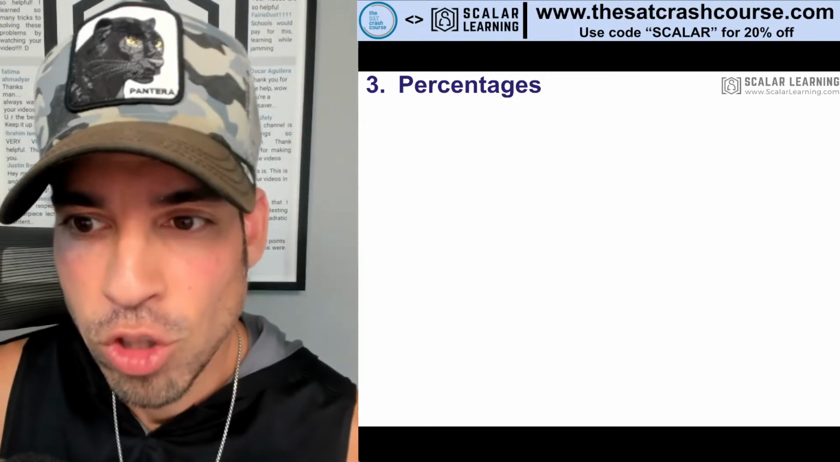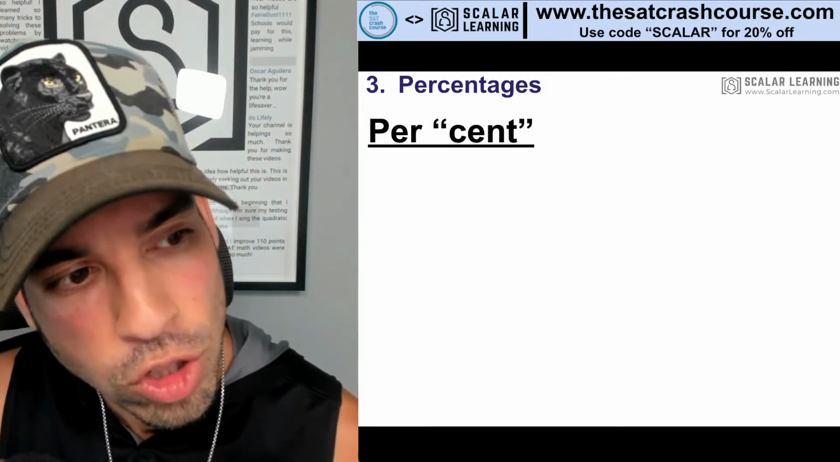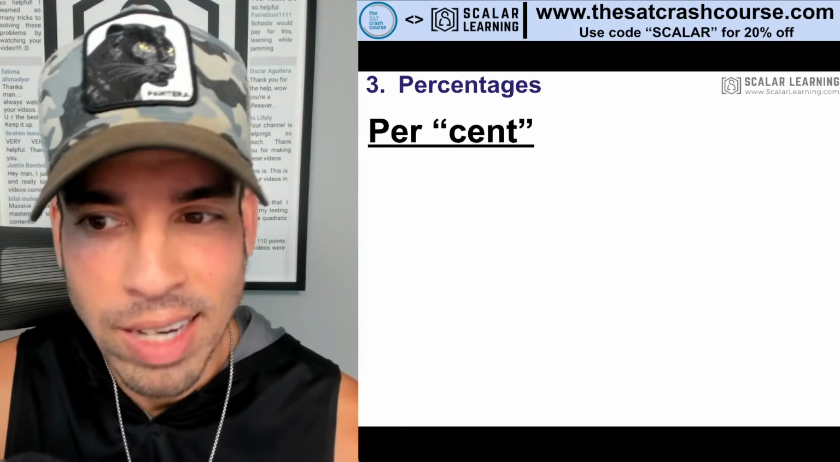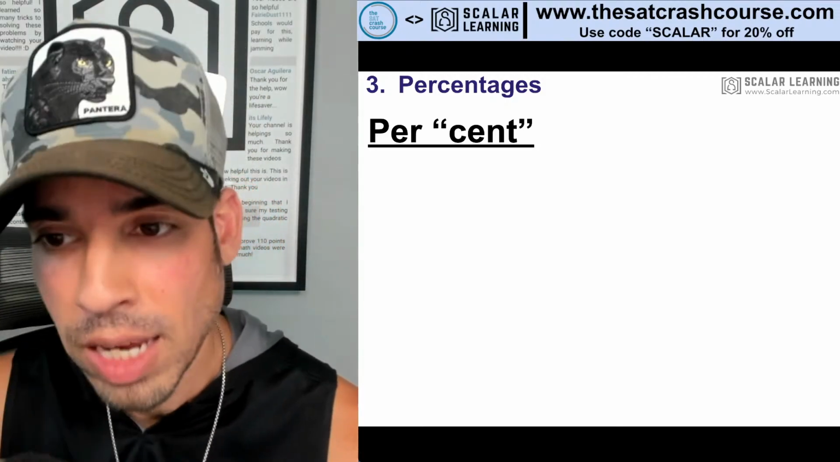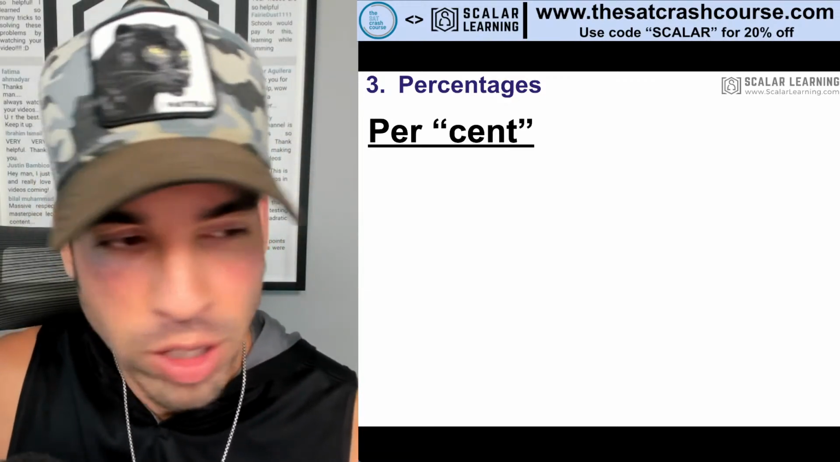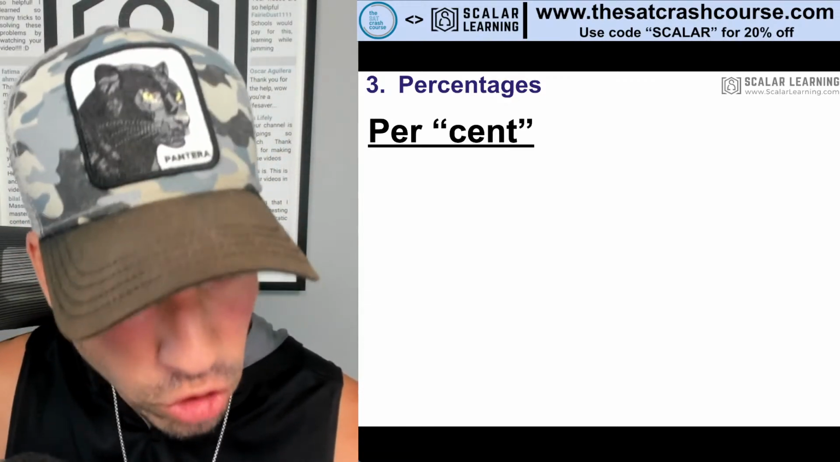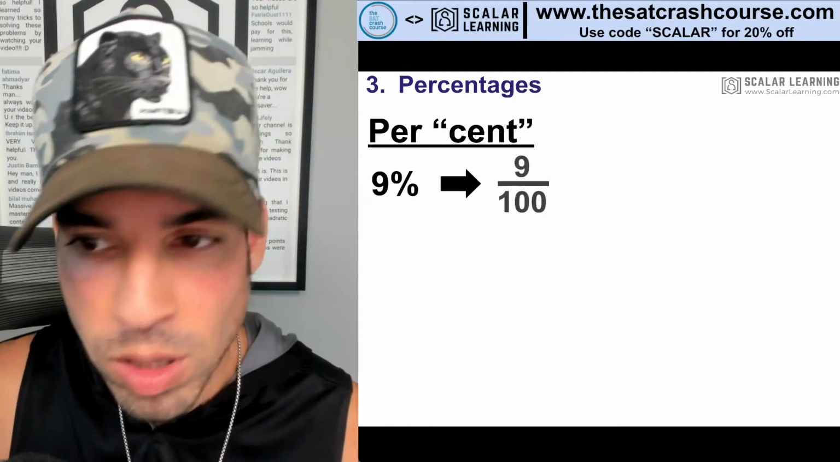Now we're going to go on to percentages or percents. All right. So what does percent actually even mean? Why did I break it up like this? Because this is the derivation of the word percent. Per cent, it's a French word. And what percent literally translates to is per 100. Cent means 100. So therefore, 9% is 9 per 100.